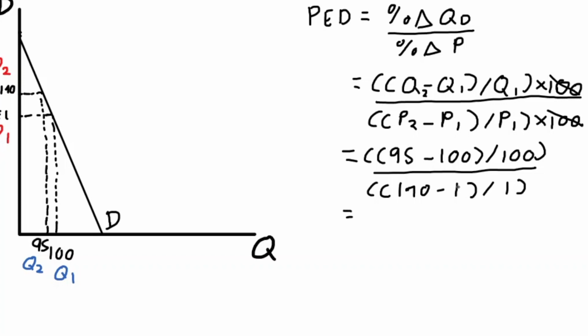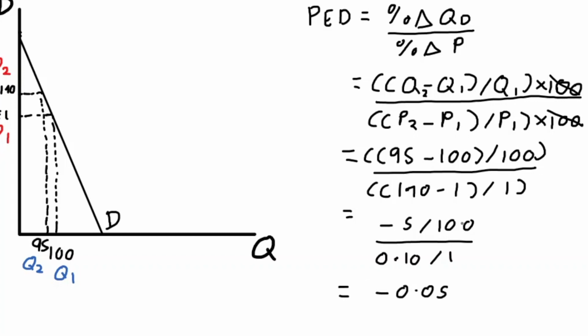So 95 minus 100 is going to give us minus 5, and that's still divided by 100. And below the line, €1.10 minus €1 gives us 10 cents, and that is all divided by 1. So what do we end up with here? Well, we have minus 0.05, that's 5 divided by 100, and that's all over 0.1.